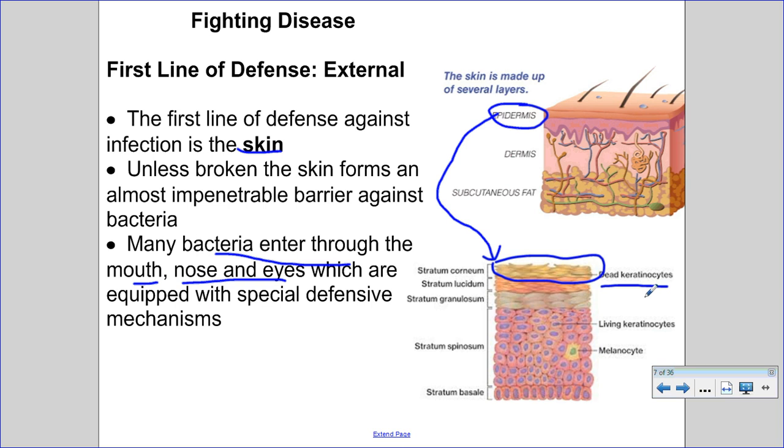This is the layer of skin that's always being flaked off, or when you shed skin cells, this is what flakes off. And then below this are layers of cells that are continuously moving up as this layer of dead keratinocytes gets sloughed off. So it's always pushing things out, which helps keep things out of the body.